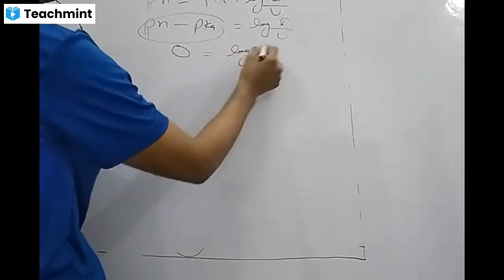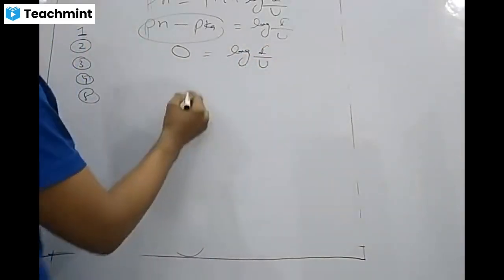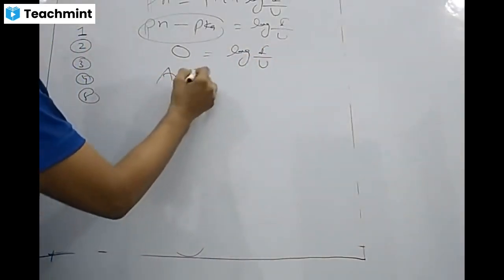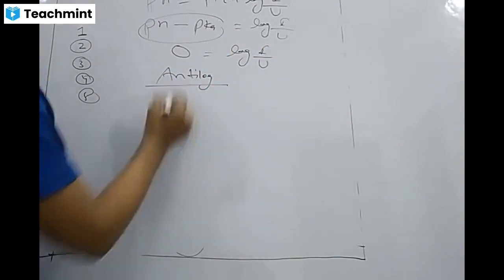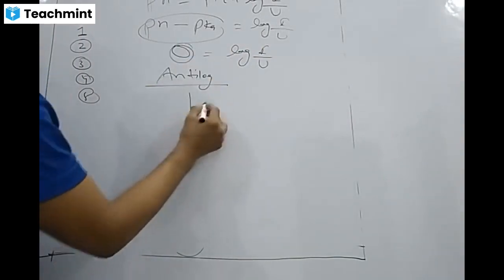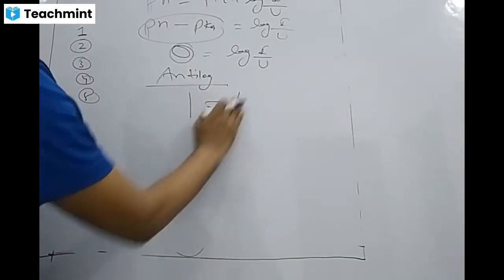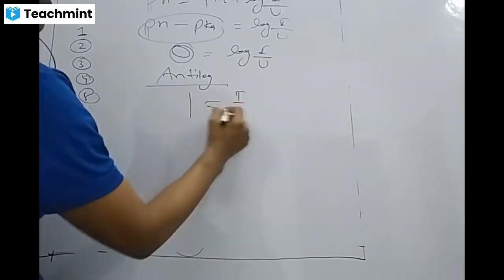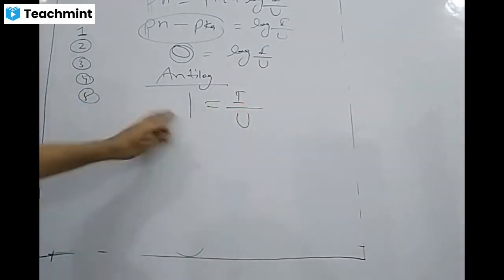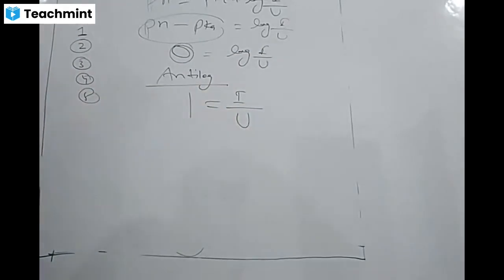Then we will write log I divided by U, taking anti-log both sides. Anti-log of 0 equal to 1 and log will be removed. It will be I by U. Ionized form is equal to unionized form. It means what? That both forms are same. 50% is ionized and 50% is unionized.